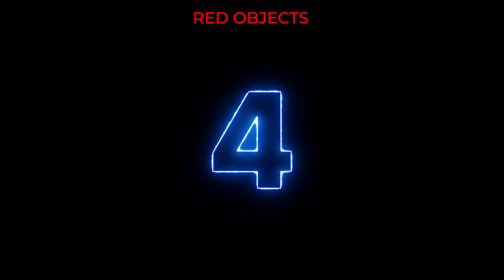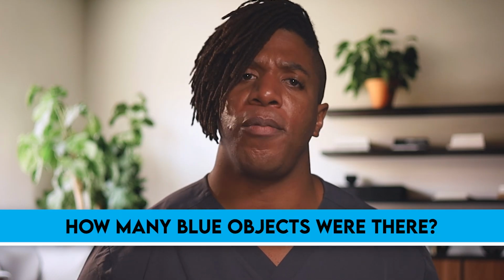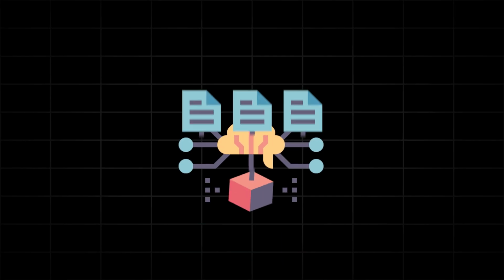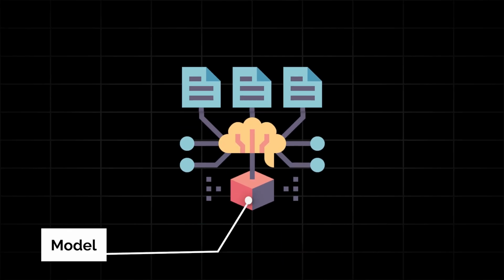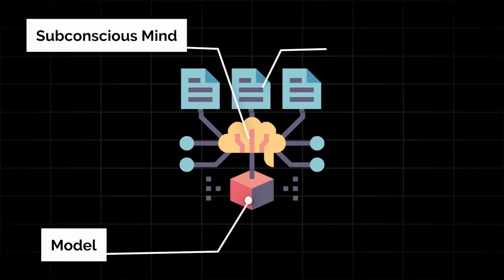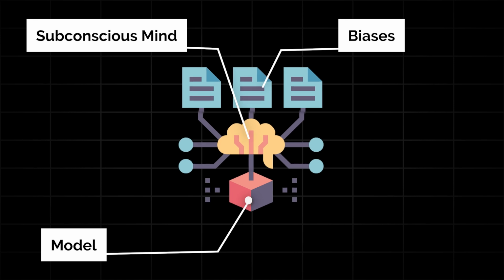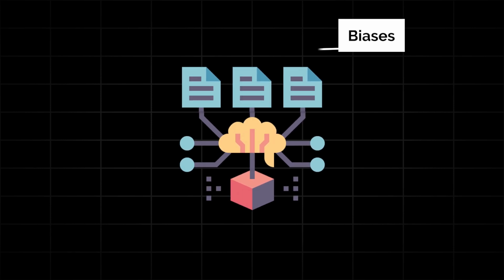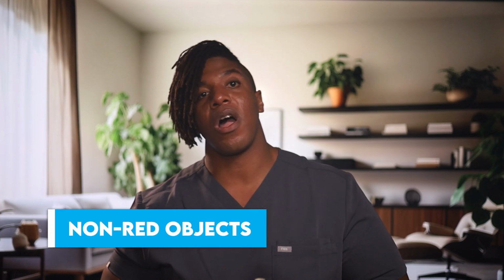Hey, I challenge you to locate all of the red objects in your immediate environment in the next 5 seconds. Okay, done. So, how many blue objects were there? This exercise shows the power of a model on our mind and our subconscious mind's bias and incredible ability to filter out information that does not fulfill held models, such as non-red objects.